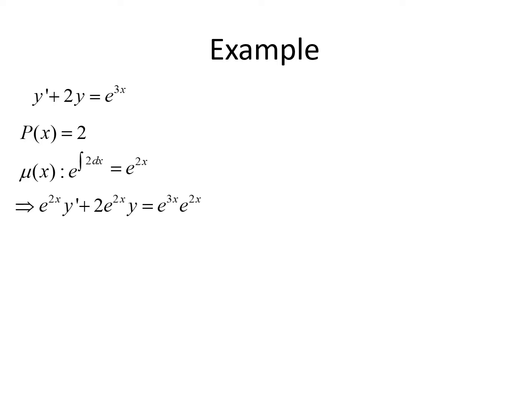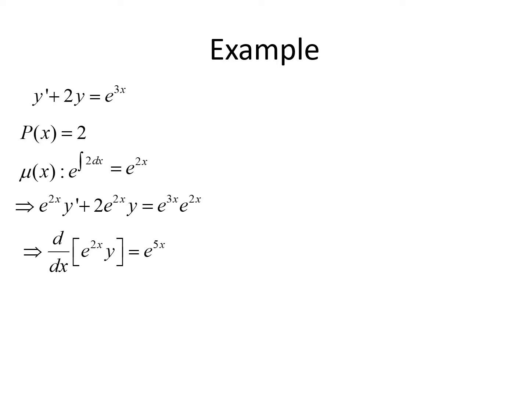So I get e to the 2x times y prime plus 2e to the 2x times y equals e to the 3x times e to the 2x. Now, if we look at the left-hand side of this equation, that should look familiar. e to the 2x y prime plus 2e to the 2x y, that was the result from our warm-up problem. So we know from our warm-up problem that this sum is going to be the derivative of e to the 2x times y.